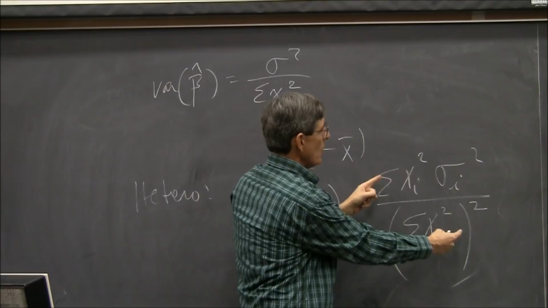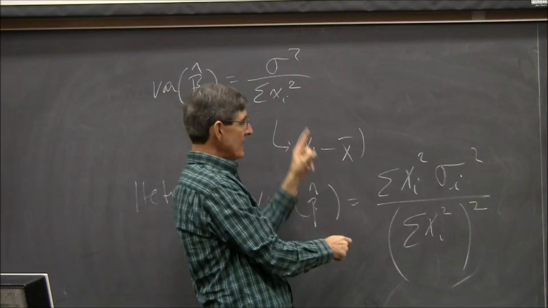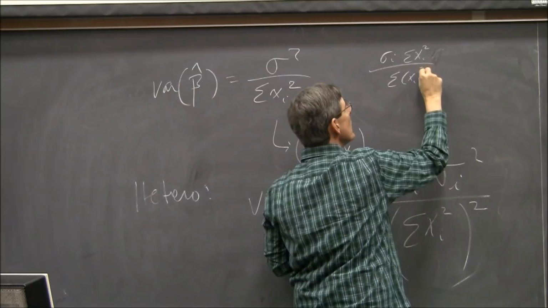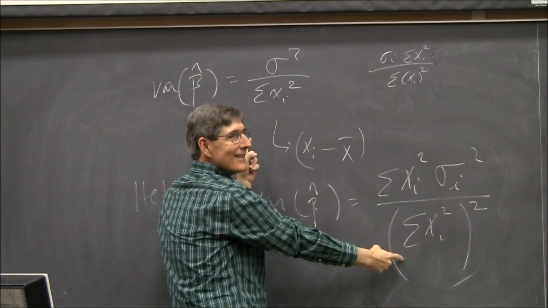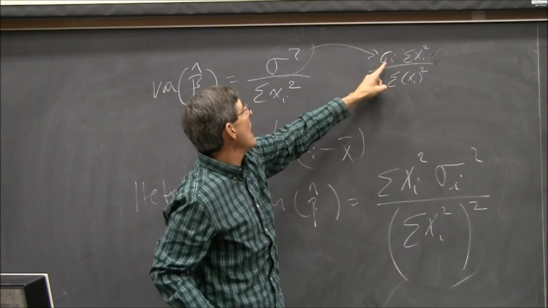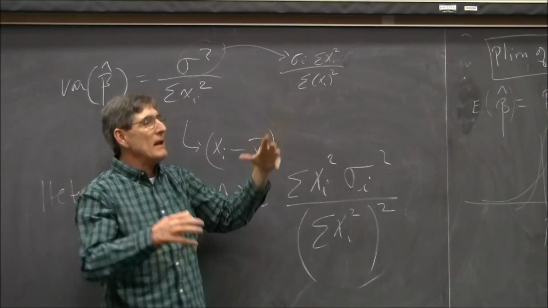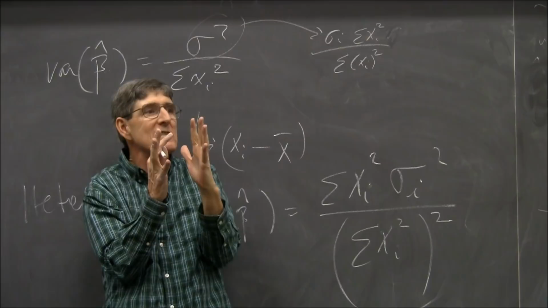So what this is doing is it's taking this sigma squared, and it's actually replacing it with the sum of the xi squared sigma i over the sum of the xi squareds. When you multiply that together, you get the squared squared. So it's replacing this with that. So it's both recognizing that you have a different variance everywhere, and it's reweighting the variance depending upon the spread of the x's. When x's are spread way out, you get less weight than when the errors are tight.